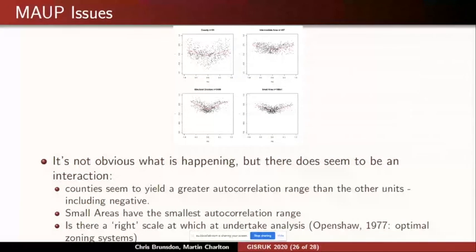There does seem to be interaction: as the correlation approaches 0, the autocorrelation does decrease. But for counties, it's very interesting. We get a greater autocorrelation range, and the autocorrelation also goes negative. The small areas have the smallest range. What I've done is I've used the same scale on both X and Y here for comparison. So, you know, is there a right scale at which to undertake analysis? And, you know, Stan Openshaw was thinking about that 40 odd years ago when I was an undergraduate.